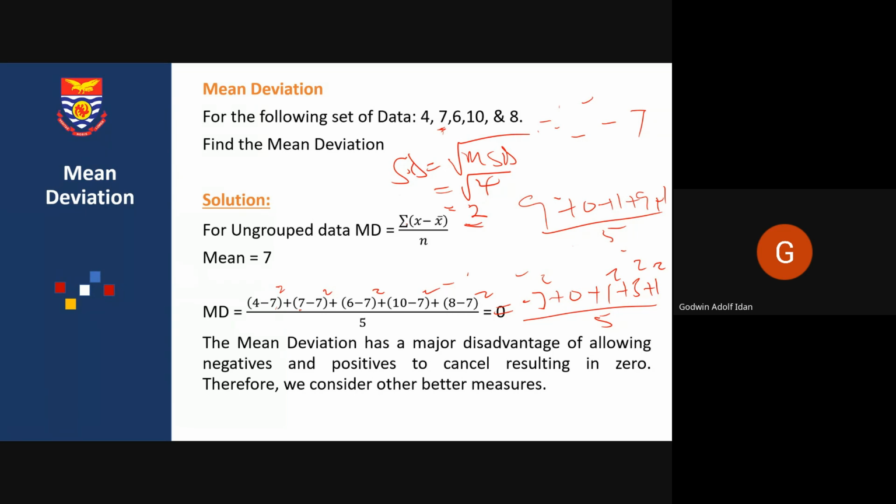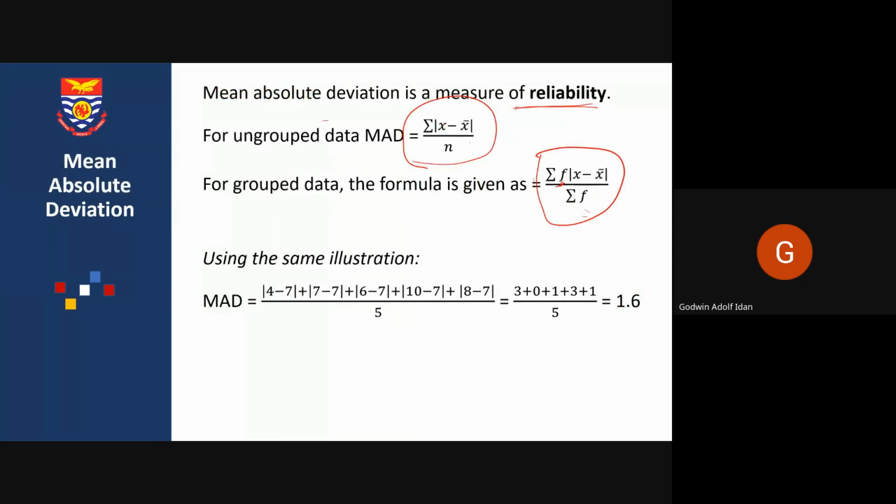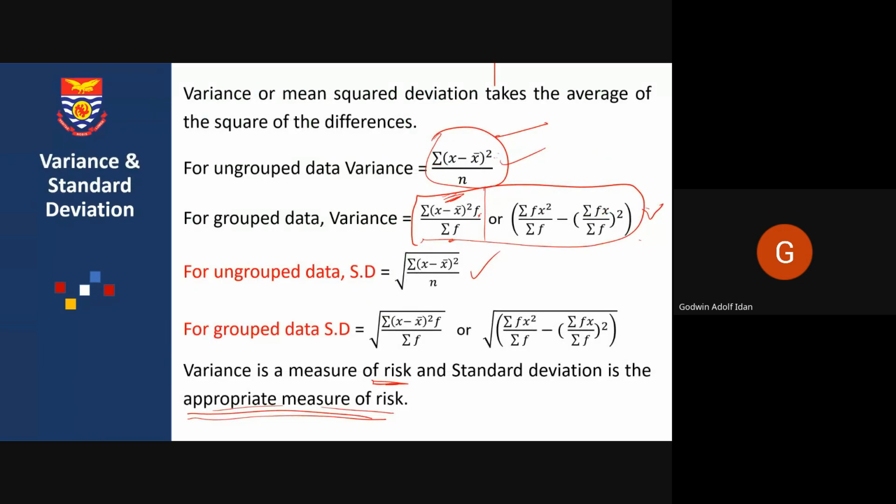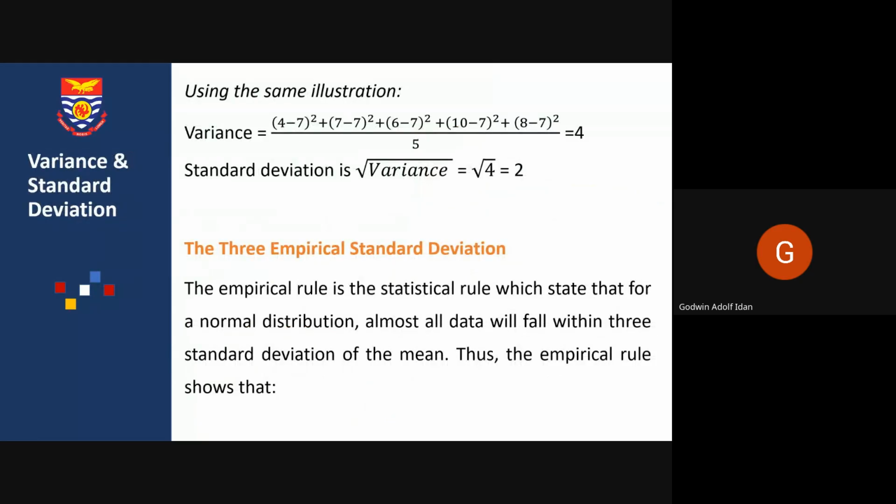Yes, so the mean deviation is just helping us to know how it moves away. The mean absolute deviation is looking at the reliability, and then the variance is looking at the risk measurement, whereas the standard deviation is an appropriate measure of risk as compared to the variance. We have other relative measures, which we can talk about, like the coefficient of variation and the rest. So there are lots of things.